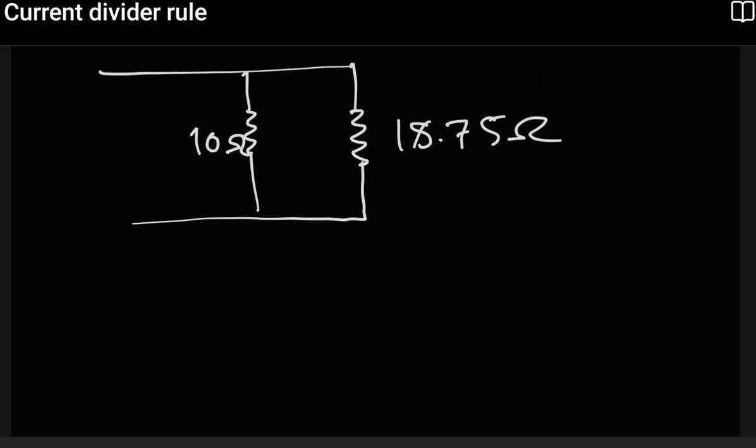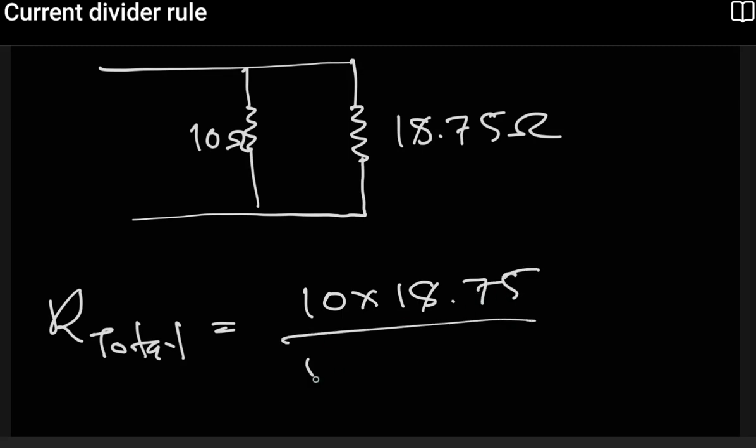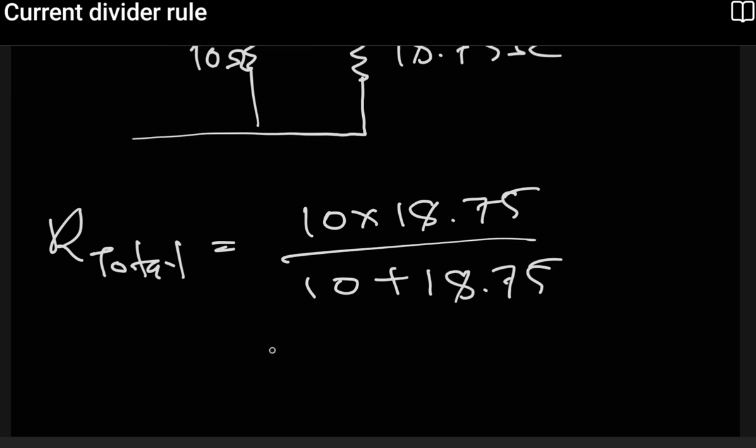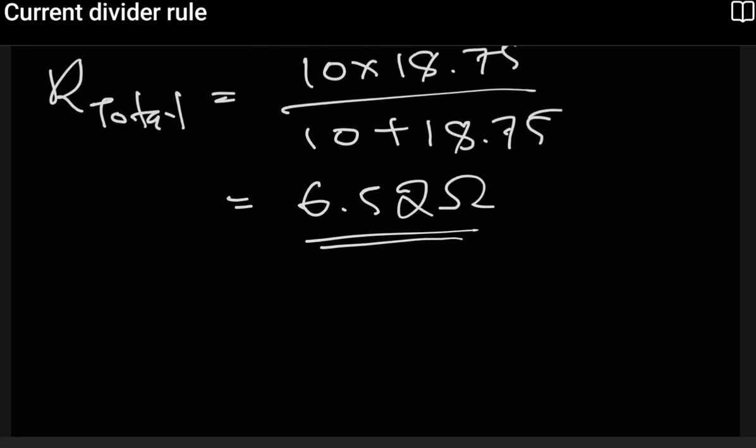So of course we can then combine these two. So we can get our total altogether. And this will be the product 10 by 18.75, then the sum. So if we do the math here, this comes to give us the total resistance of our circuit as 6.52 ohms. Now we can use this value to determine the current that is being drawn from our source.